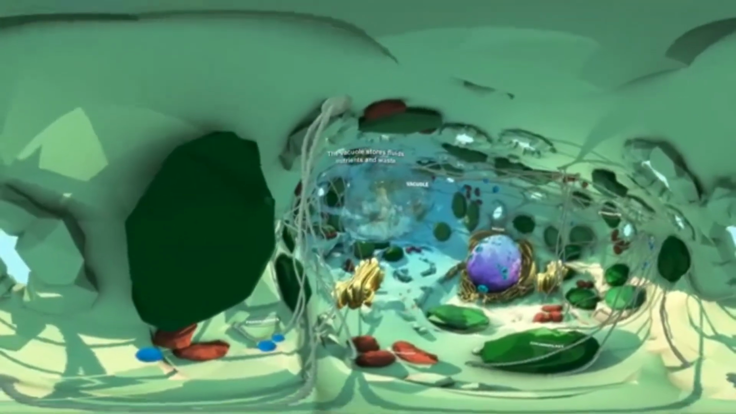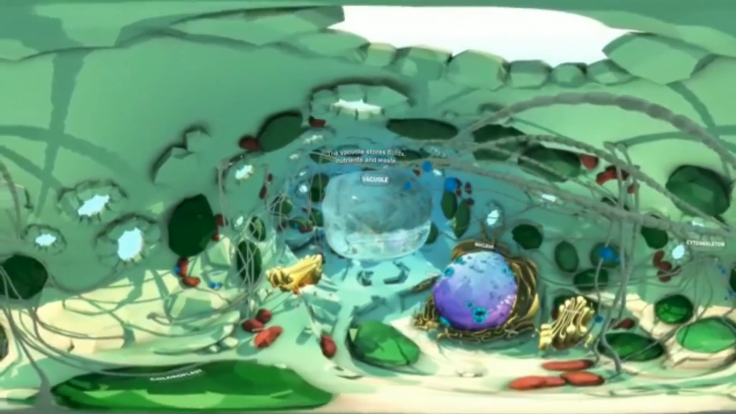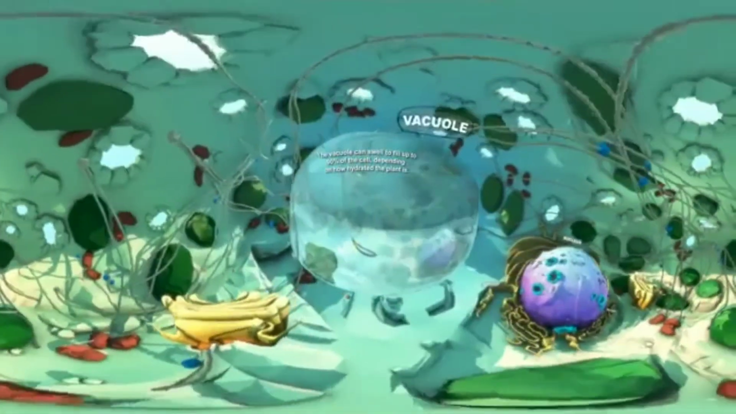A large vacuole acts as a storage bubble for a plant cell's fluids, nutrients, and wastes. A vacuole can occupy up to 90% of a plant cell. When a plant is fully hydrated and the vacuole is full of fluid, it swells, forcing out the cell walls, making the cell and thus the whole plant rigid. When dehydrated, a plant wilts, and this is largely because of a loss of fluid from the vacuoles.